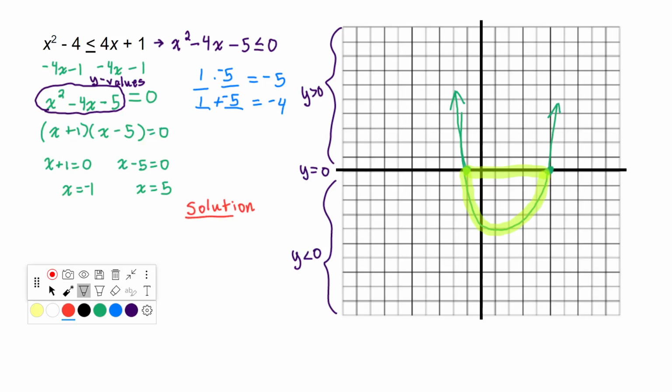Because the solution has x values that are between two numbers, I'm going to write x between two inequalities, both of them written as less than or equal to. On the left end, you write the lower value of x, and this can be read -1 is less than or equal to x, which is less than or equal to the larger x value, which is 5. So our solution to this problem is -1 less than or equal to x less than or equal to 5. And this concludes the video on solving quadratic inequalities.